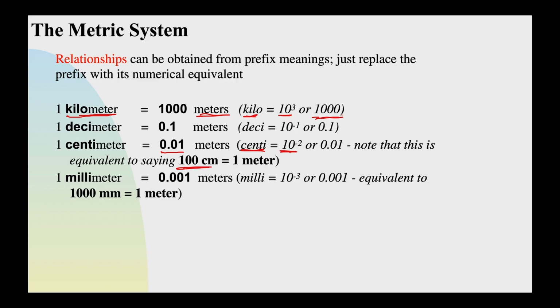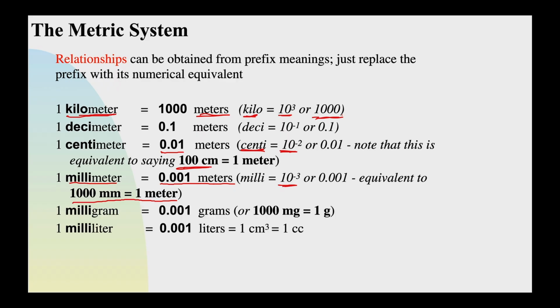And if you keep going, the milli was 10 to the minus 3. So that means there's 10 to the minus 3, or 0.001 meters per millimeter. But again, like with centi, you put the 10 to the minus 3 on the other side. 1,000 millimeters also equals a meter. So there's more than one way to do these kind of problems. There's also milligrams, milliliters, and the same kind of thing. We're just changing that base unit.